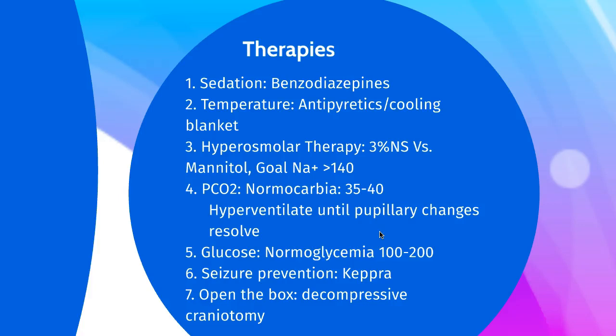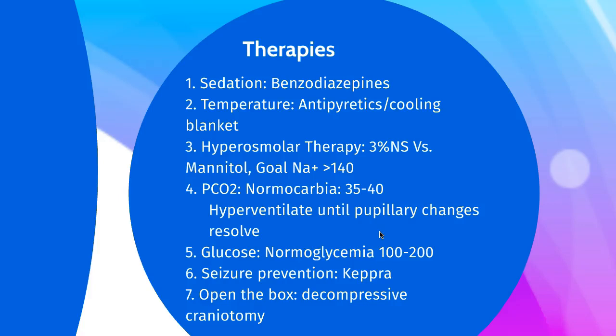Acutely, you also want to make sure the patient's not seizing. If they're seizing or you think that they're seizing, obviously give a benzodiazepine. If you are unsure, you can always give them some Keppra, 20 milligrams per kilo, and make sure that they're on maintenance Keppra from there on out. In addition, you want to maintain their glucose in the normal glycemia range.